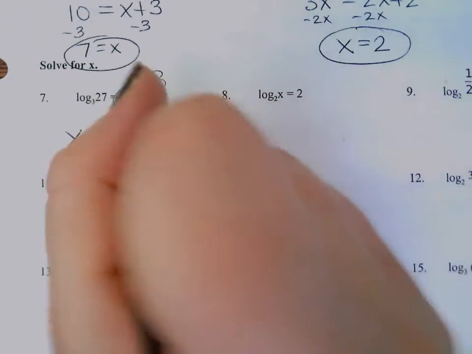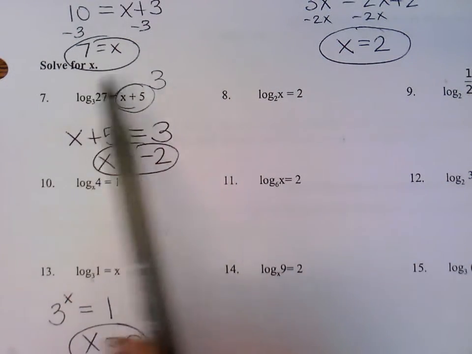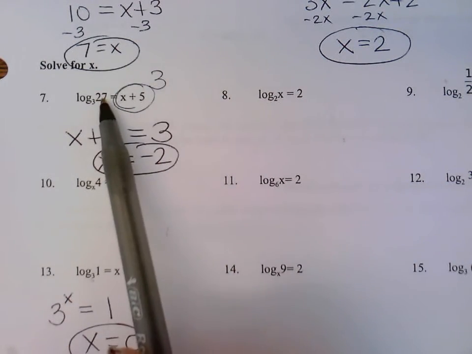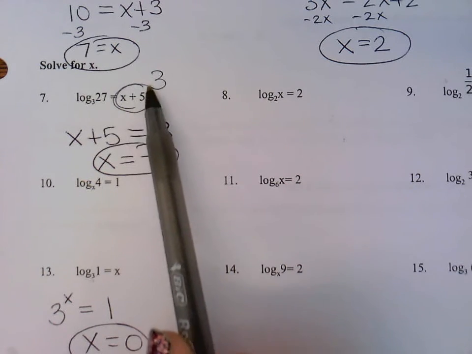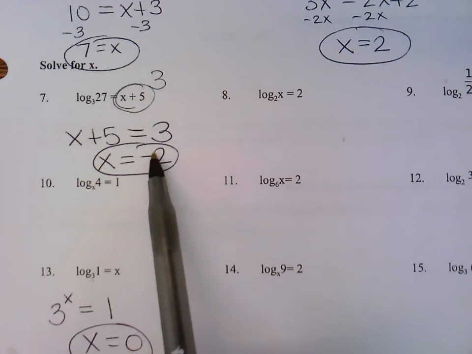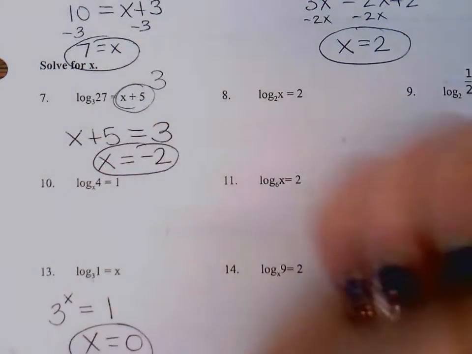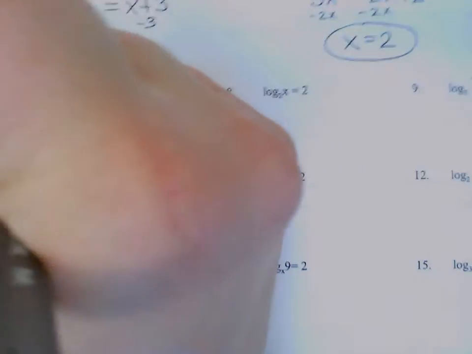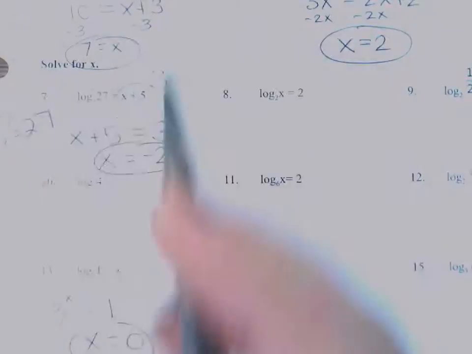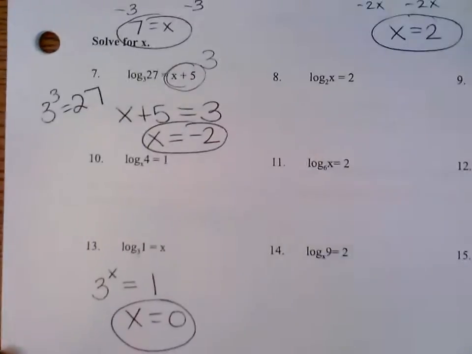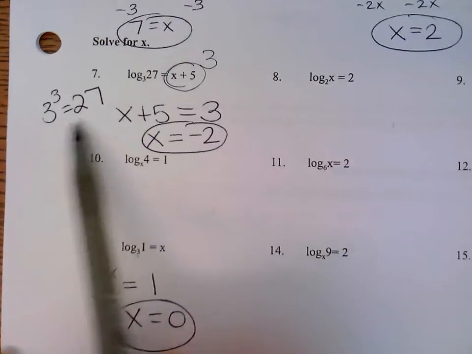-2. So the answer to the log is 3. 3 cubed is 27. But x is part of that expression. X has to be -2 so that -2 plus 5 gives me 3 on this side. The log expression is really 3 cubed equals 27. But see how writing 3 cubed equals 27 doesn't help me solve that?